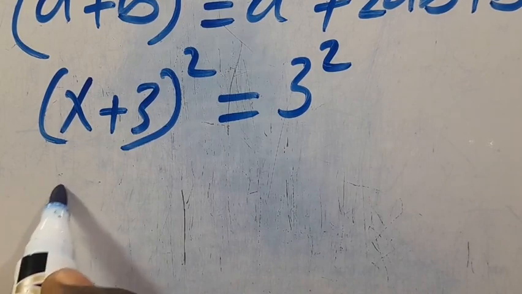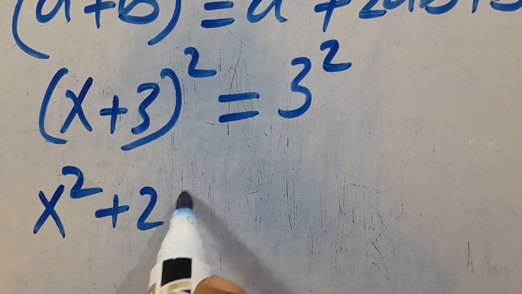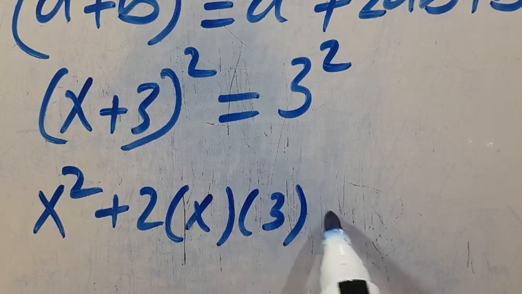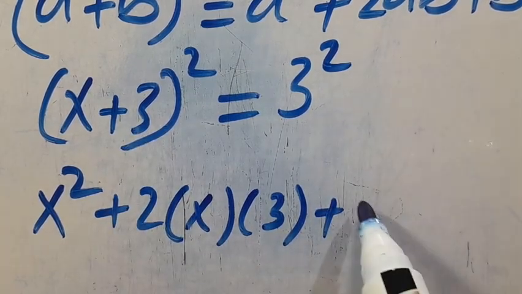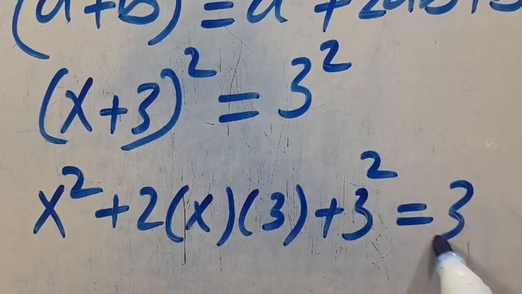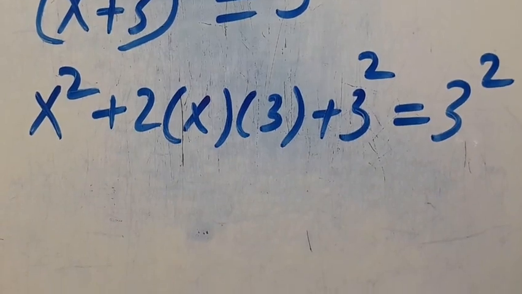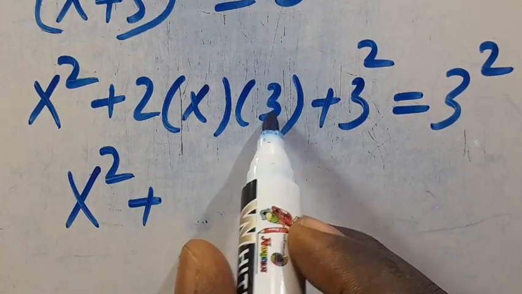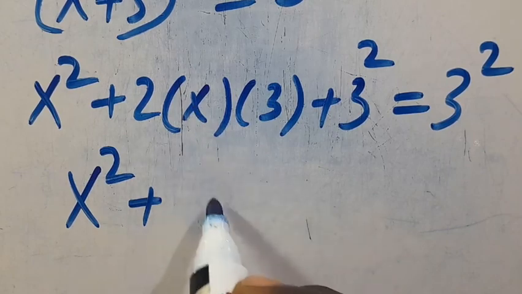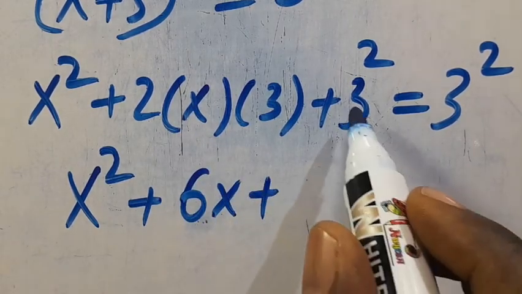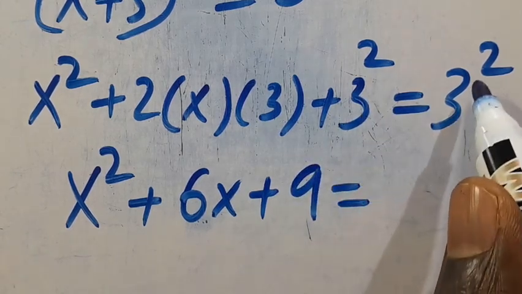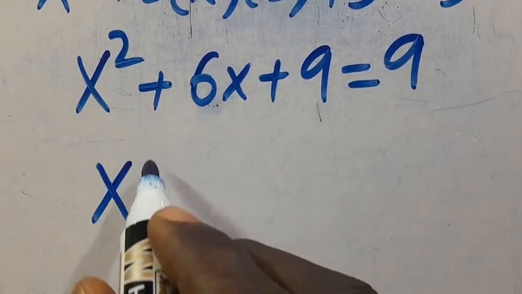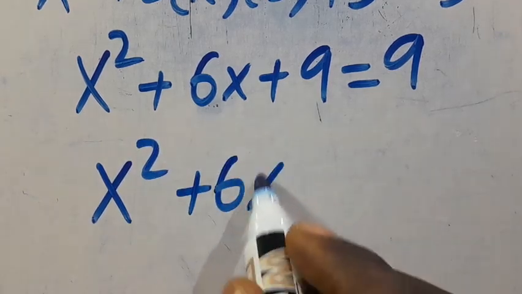We are going to have x squared plus 2. Our a is x, our b is 3, plus b squared is 3 squared, equals 3 squared. So from here we have x squared plus 3 times 2 will give us 6, multiplied by x, we have 6x plus 3 squared will be 9, equals this also will be 9. So from here we have x squared plus 6x.